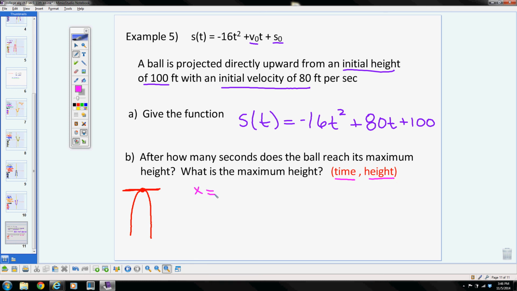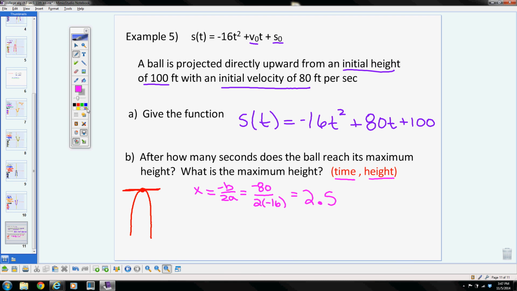That's the x value, where I do negative b over 2 times a. So if you go back up to the top, b is 80, so negative b would be negative 80 over 2 times a, which is 2 times negative 16. You plug that in a calculator, you end up with 2.5. So that tells me it is going to take 2.5 seconds for this thing to reach its maximum height, because it goes 80 feet per second, so we're talking about seconds.